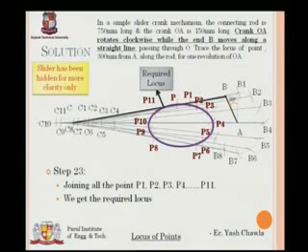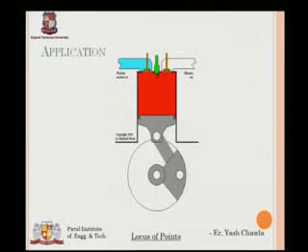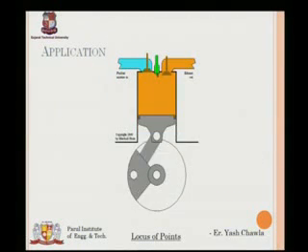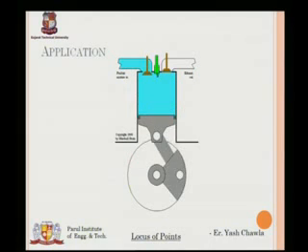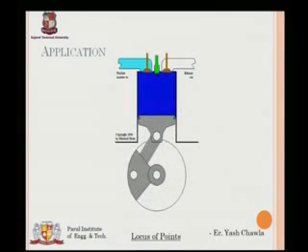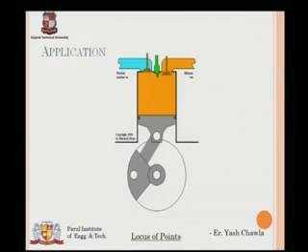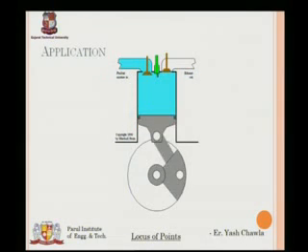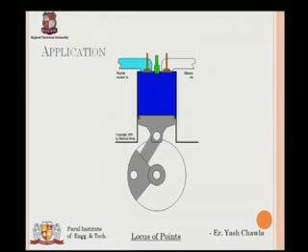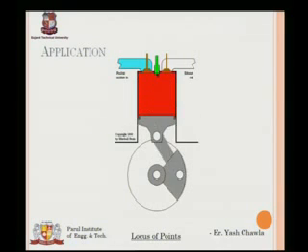Now let's move on. Now we have discussed simple slider crank mechanism. The next thing that we were going to discuss, before that, an application. We all know what this is. This is a simple internal combustion engine. Now as I said, this particular mechanism can be used for converting reciprocating motion or oscillating motion into rotatory motion, or the other way around.